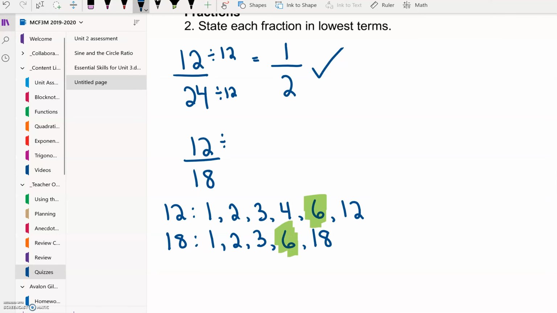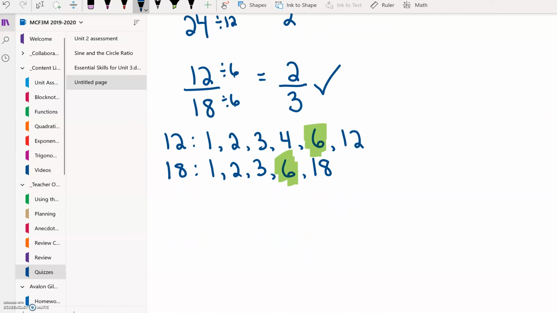So you might have known that right from the start, but you have to be careful. You can also divide by 3, but that won't put it in lowest terms. Okay, and I'll show you what I mean by that. 2 over 3 is the answer.